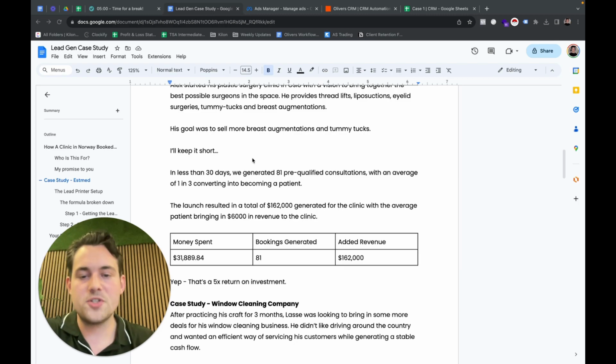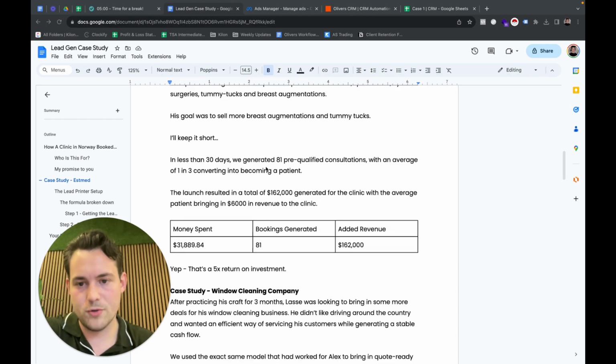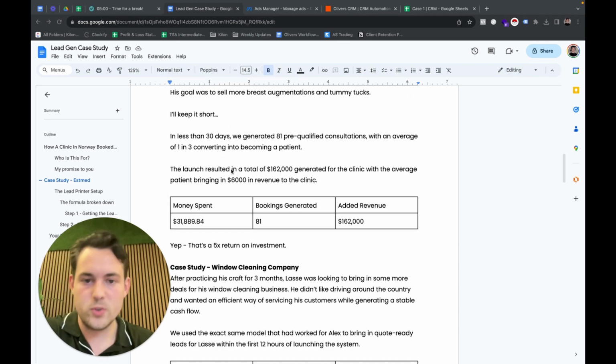His goal here was to sell more breast augmentations and tummy tucks because those were essentially the main money makers. There were good profit margins on them. They sell for a pretty good price. I believe the average here is around $6,000, but I have some more information on it here. So I'll keep it super short. In less than 30 days, we generated 81 pre-qualified consultations.